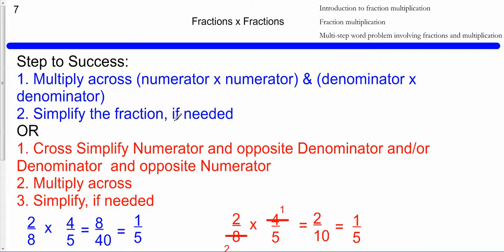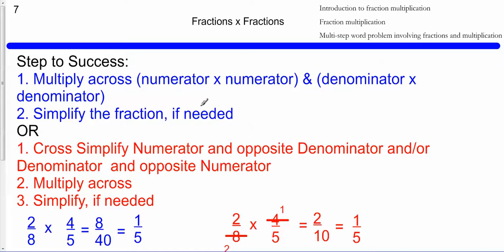Here we have fractions times fractions. Here are steps to success. First thing that we do, let's look at the blue problem down here. We multiply across, numerator times numerator. 2 times 4 is 8. Then denominator times denominator. 8 times 5 is 40.